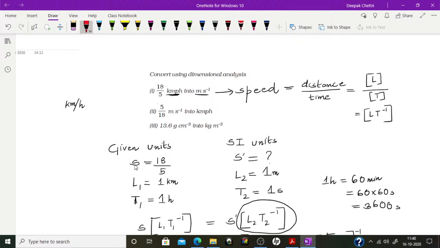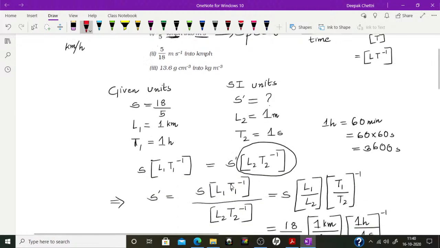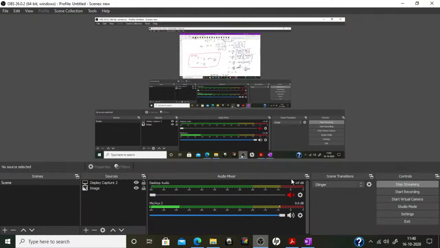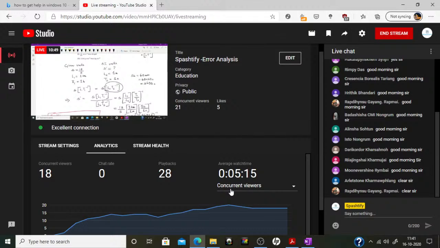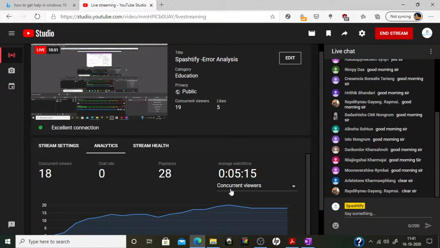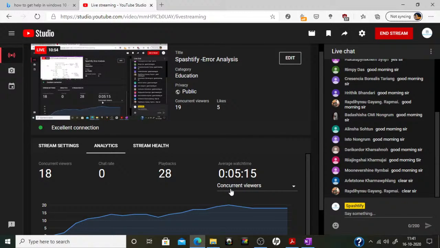What will happen here? Your S will be 5 by 18, L1 will be 1 meter, T1 will be 1 second, and you have to convert to these units, right. So S dash you have to find in this case. L2 will be 1 kilometer, T2 will be 1 hour. Okay, so it's the reverse of this, nothing different. I think you can do this. Will you be able to do question number 2? Yes or no?